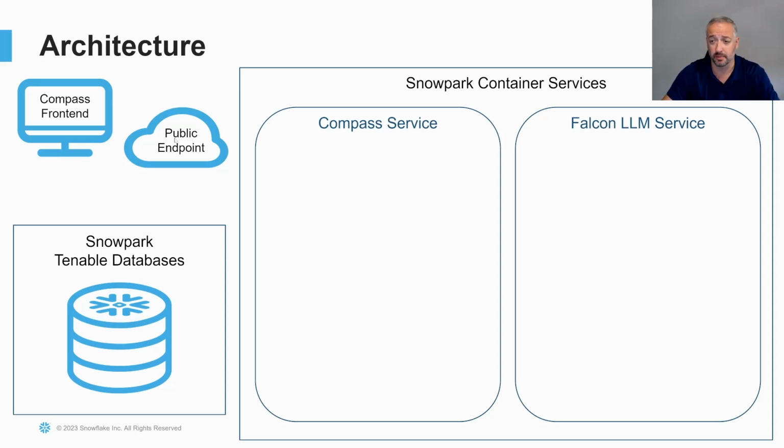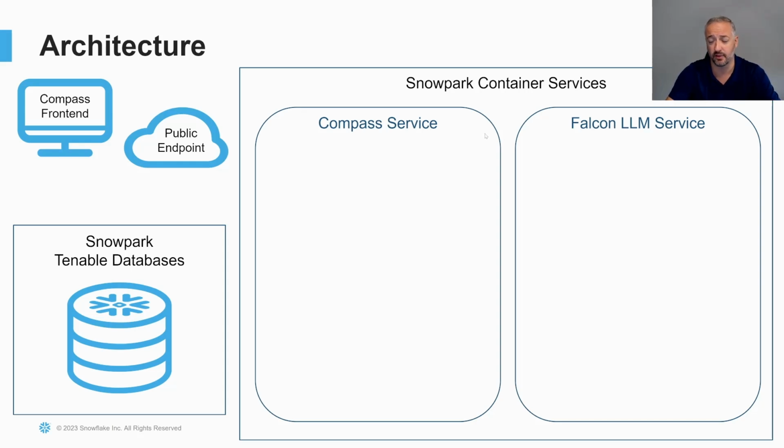From there, it goes to a public endpoint that's offered by Snowpark Container Services called an integration, which handles our authentication getting into the application. Finally, once we're inside of the Snowpark Container Services, you see that we have two services running. We have the Compass service, which handles the main part of our code and communication. And we also have the Falcon LLM service to the side.